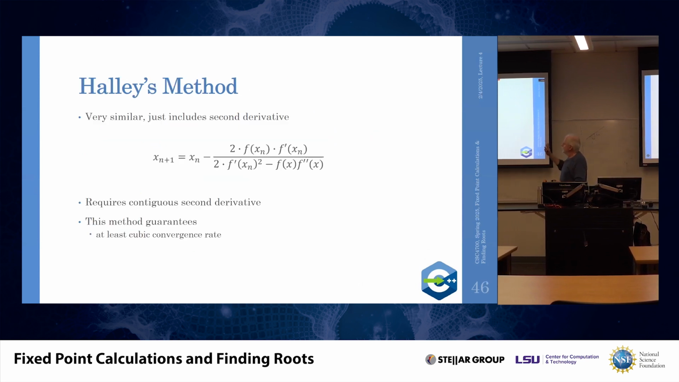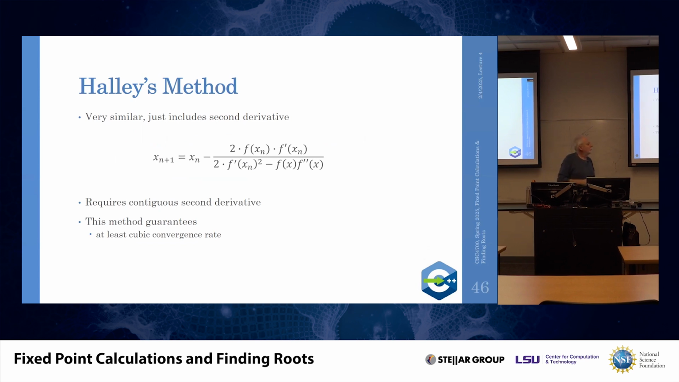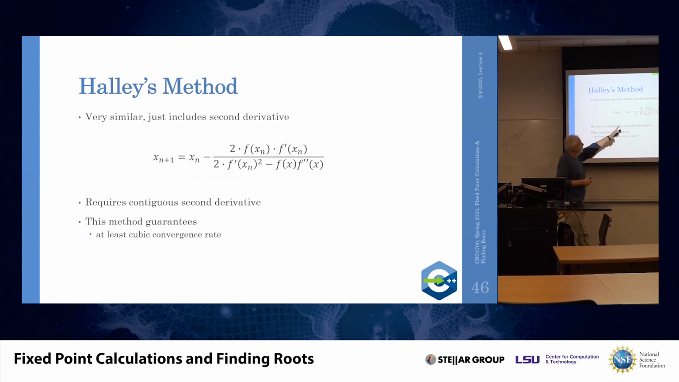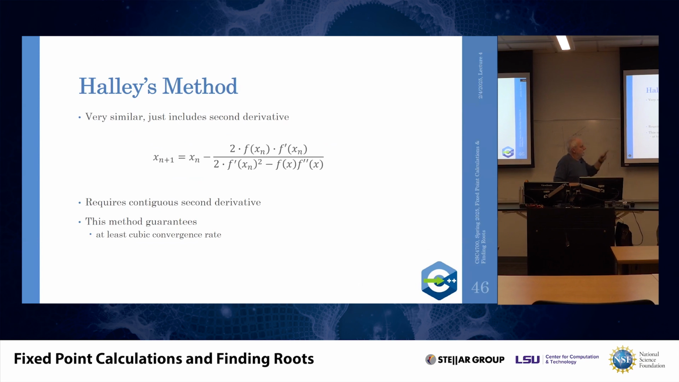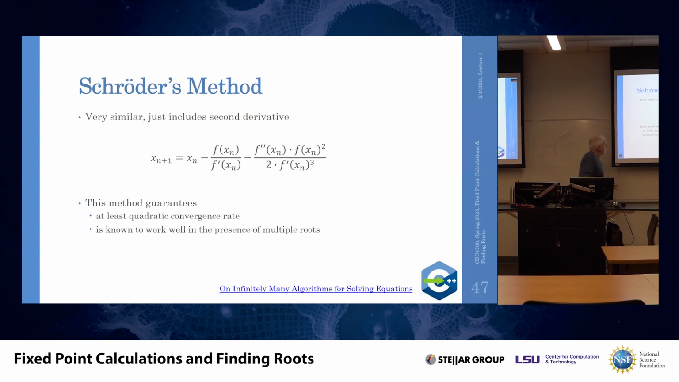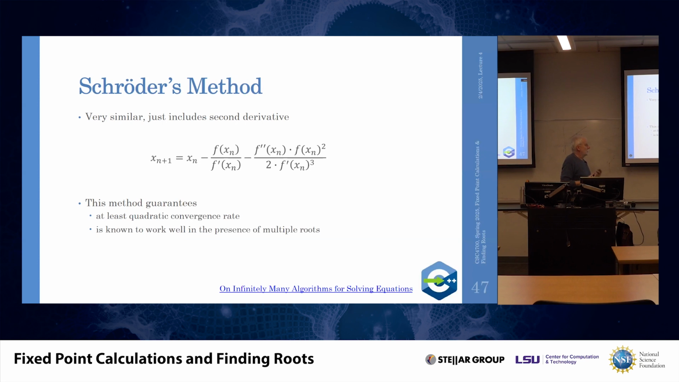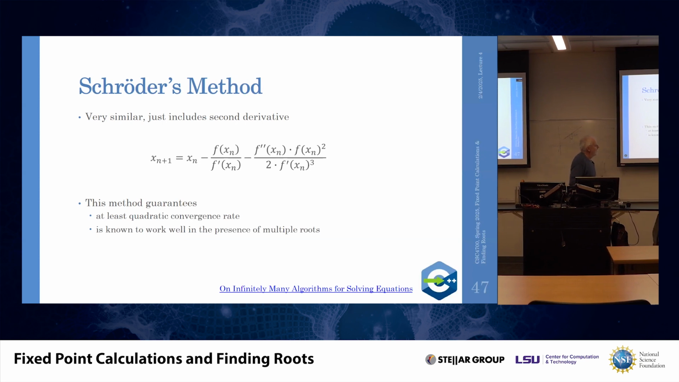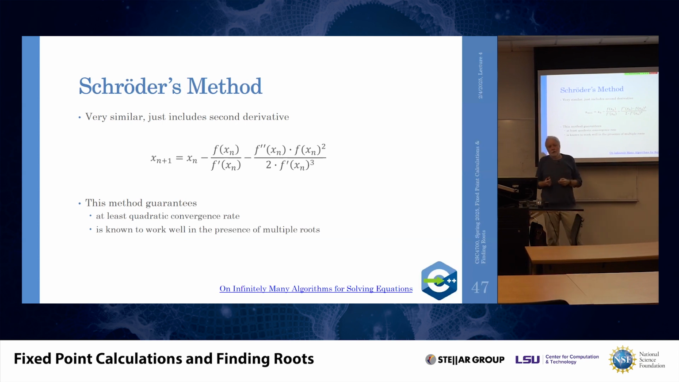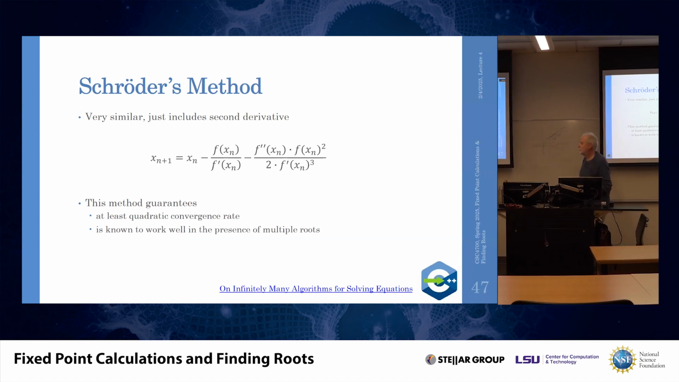Okay, there are more methods, and I will not talk about those a lot. So there's a so-called Halley's method, which has a more complicated way of finding the next iteration. This one requires a continuous second derivative, but it guarantees very fast convergence. There's Schroeder's method, which is very fast converging, and the benefit of that one is that it is known to work very well when you have several roots. So you will be able to find several roots, not one.